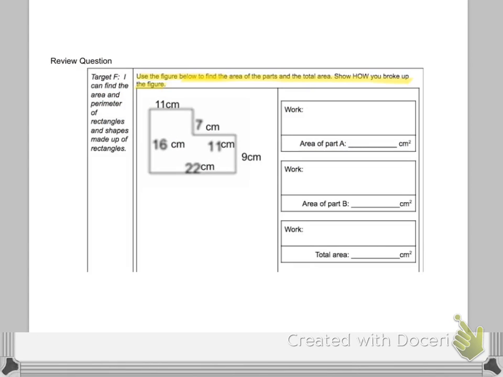Let's take a look at the original question. You need to first break the shape into part A and part B. I would highly recommend color coding if that is a useful tool. Find the area of A, the area of B, and then the total area.